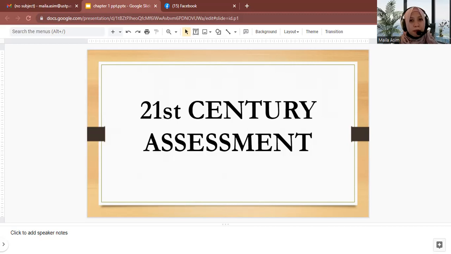So, for the objectives of this activity, at the end of this week, you will be able to use appropriate assessment tools and technique, relate learning outcomes and assessment, and of course, you will be able to discuss what are the different 21st century assessment characteristics.